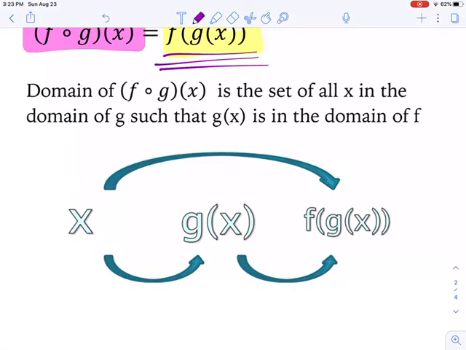And then I'm going to have you draw this picture, and we're going to talk about this picture, but understand that it might not really make sense until we do an example or two together. Okay, so the domain of our composition is the set of all x in the domain of G, such that G of x is in the domain of F. Okay, write it down and draw this picture, and then we're going to talk through this picture together before we do our examples.